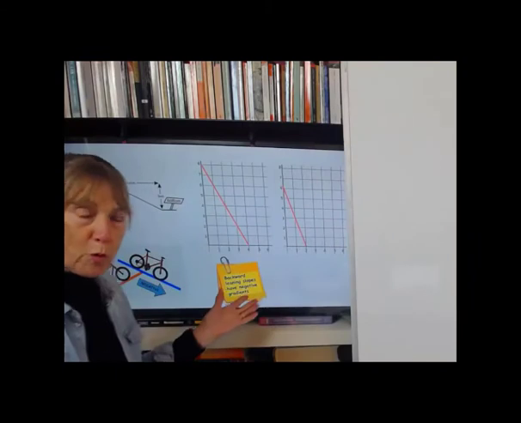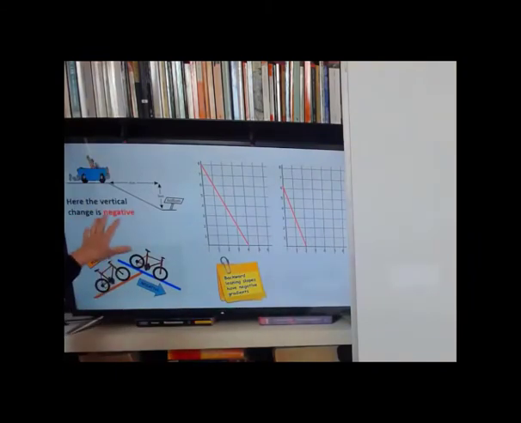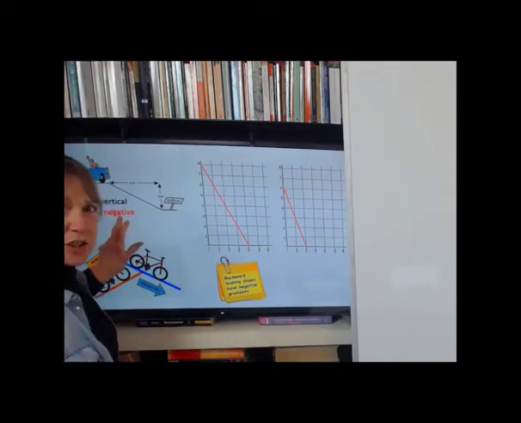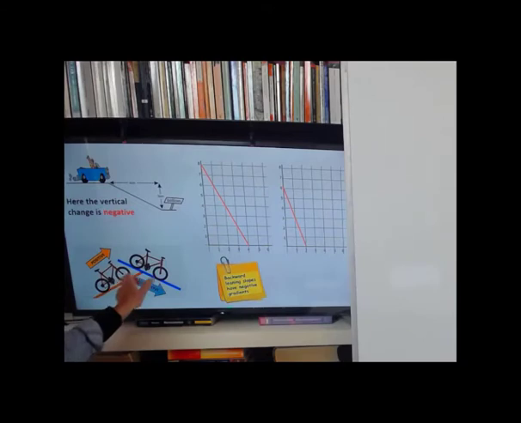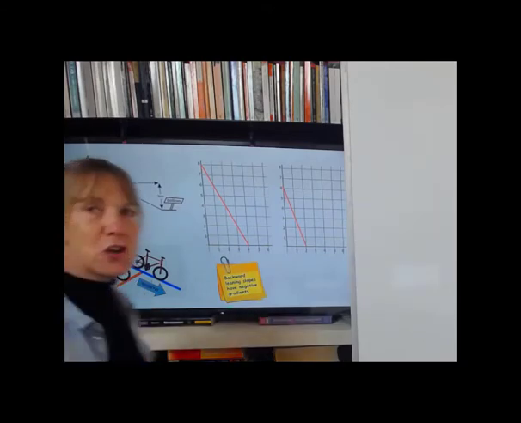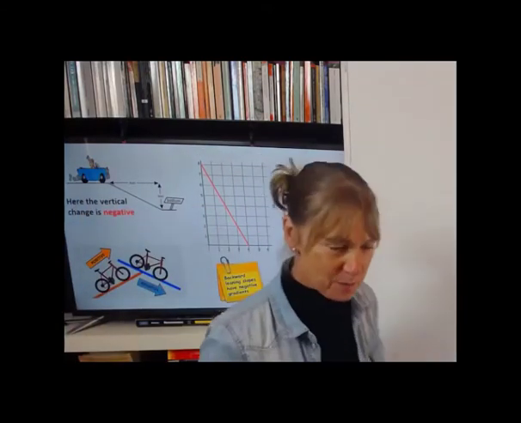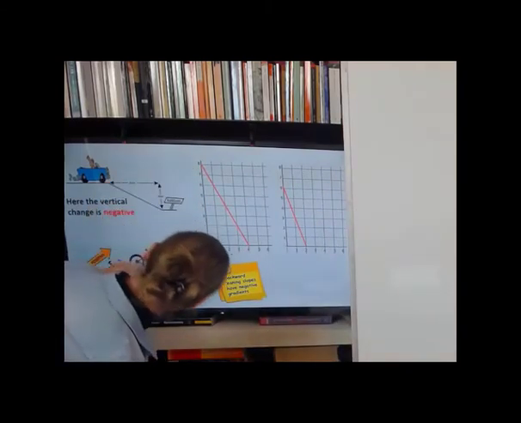Here's a couple more negative gradients. So a reminder here that if we're going down, the vertical change is negative. The change in y is negative. Positive, negative. We have to learn to recognize those slopes. When it's pointing downwards, it's negative.